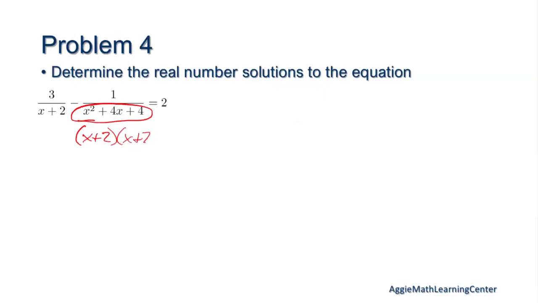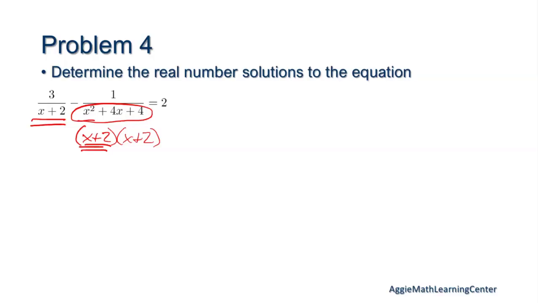Perfect. I've noticed that one of the denominators usually matches the factored one. Yes, one of these usually does match; they should match anyway. Okay, so what is our next step? Multiply everything by x plus 2, x plus 2.